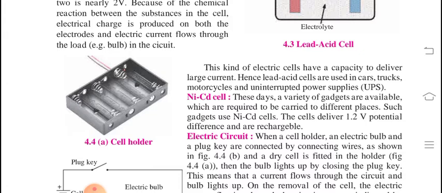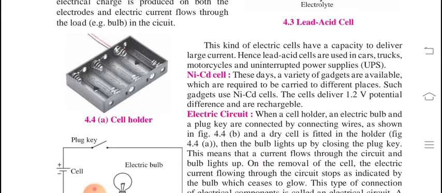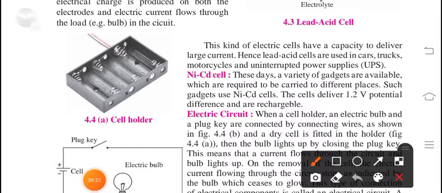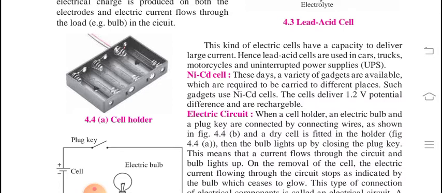NICD means nickel cadmium. These days a variety of gadgets are available which are required to be carried to different places, and such gadgets use NICD cells. The cells deliver 1.2 volt potential difference and are rechargeable.